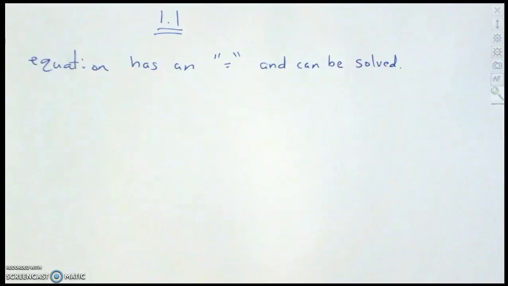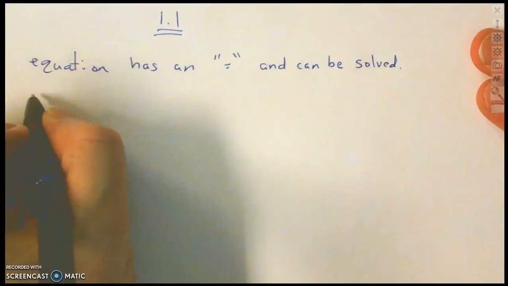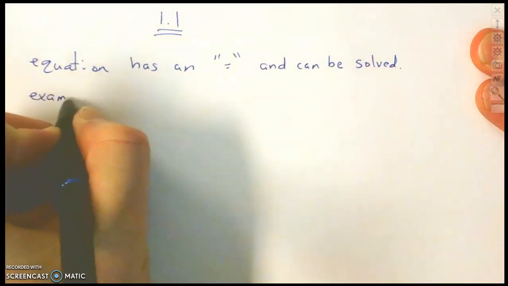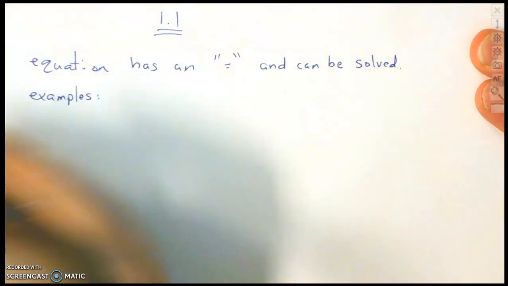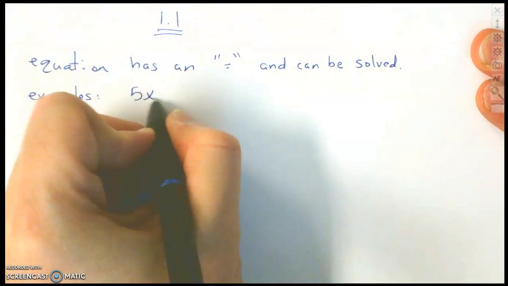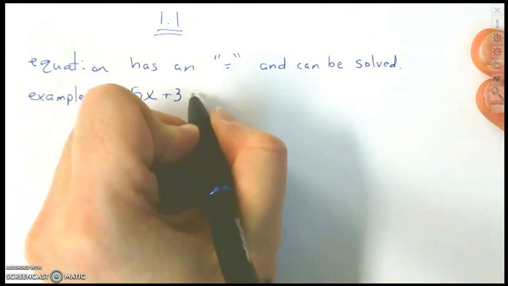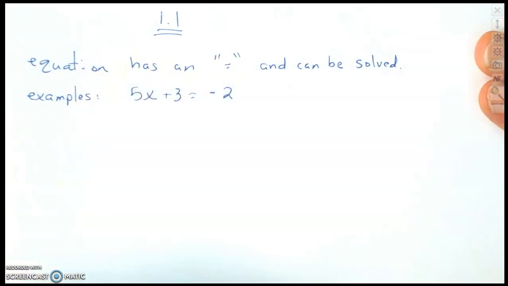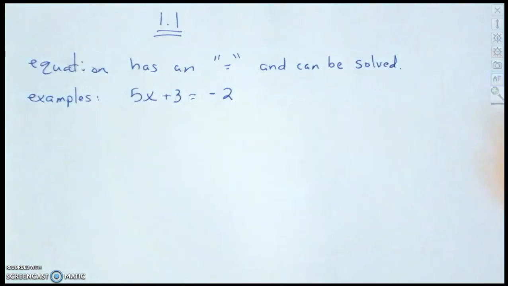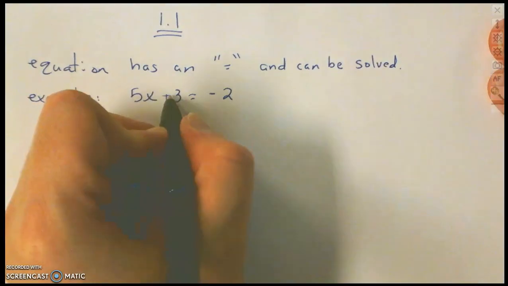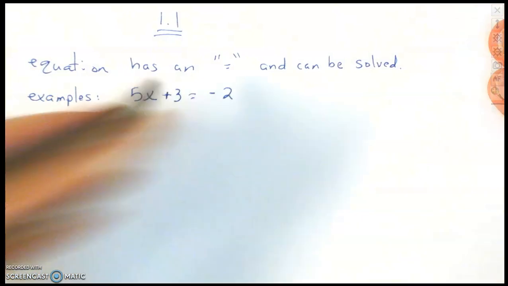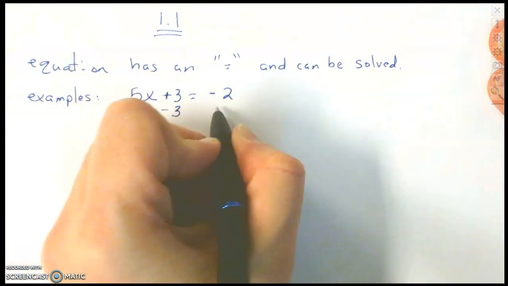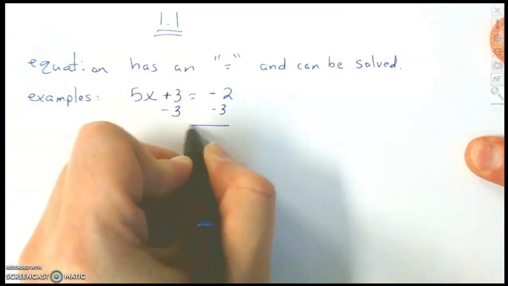Okay. So an equation, it has an equal sign, and it can be solved. So here are some examples. 5x plus 3 equals negative 2. Okay, so this is an example of an equation. We can solve this equation, right? Yes. Yep, and we can move that 3 over. Remember opposites, we move them over.